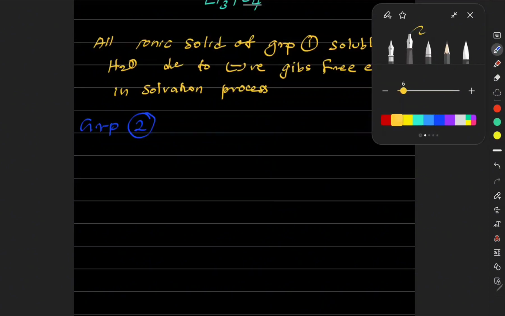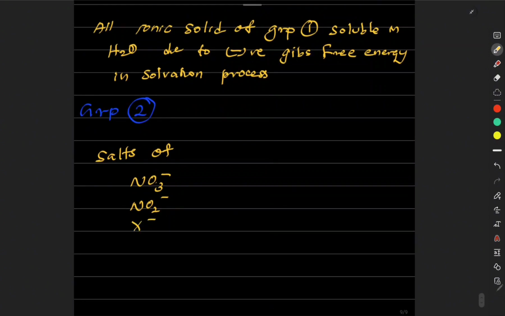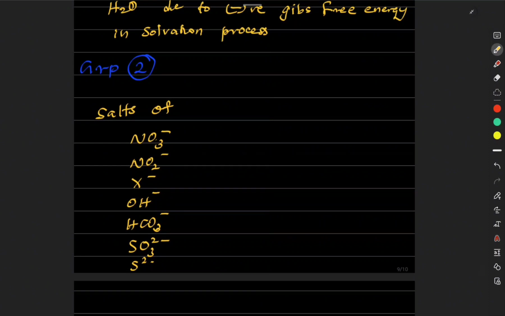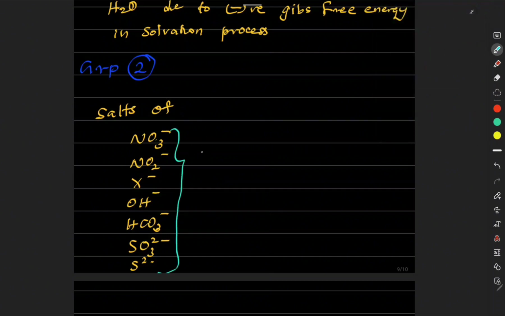Now let's talk about group 2 elements. Group 2 solubility: all are soluble in salts of NO3 minus, NO2 minus, X minus meaning halide minus, and hydroxides, bicarbonates, SO3 2 minus and S2 minus. These compounds are soluble in H2O.